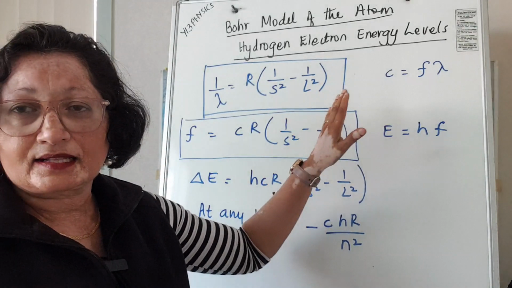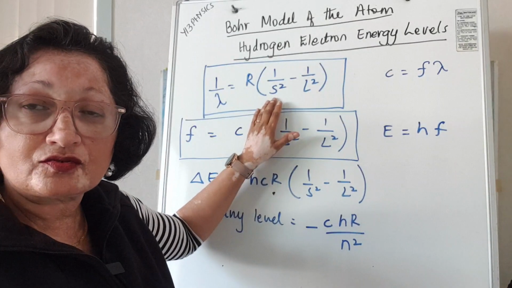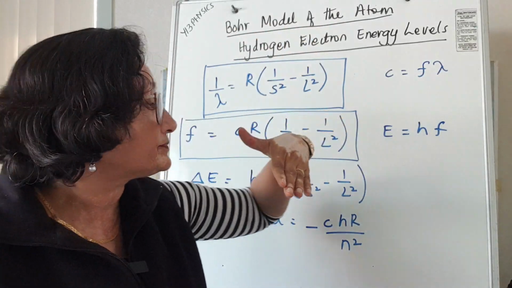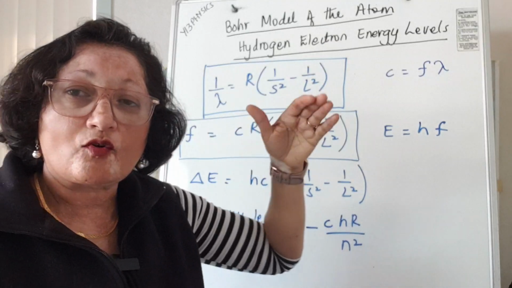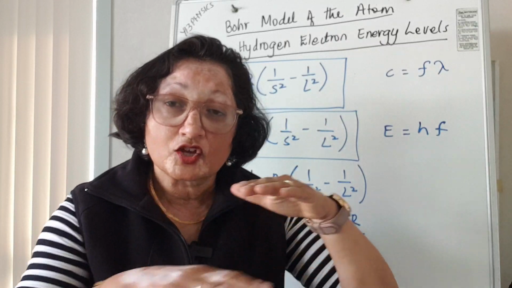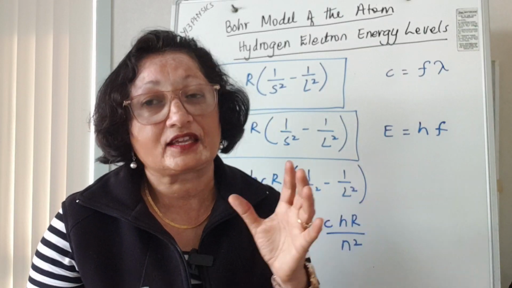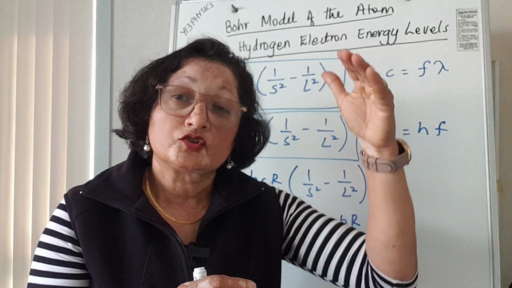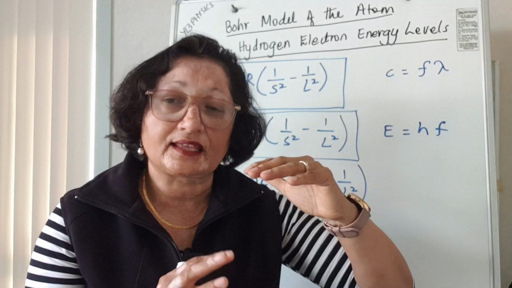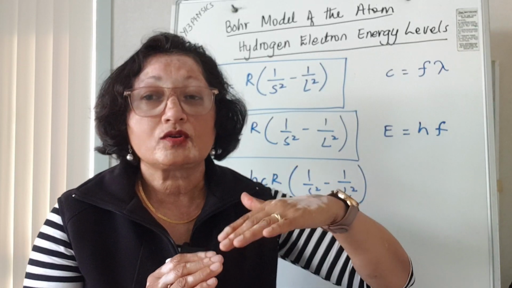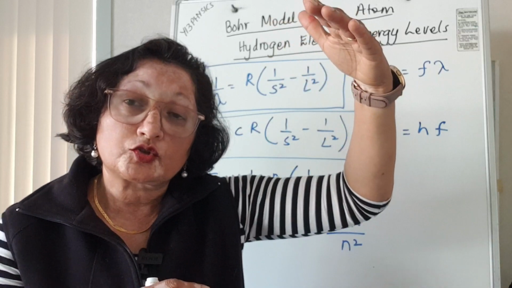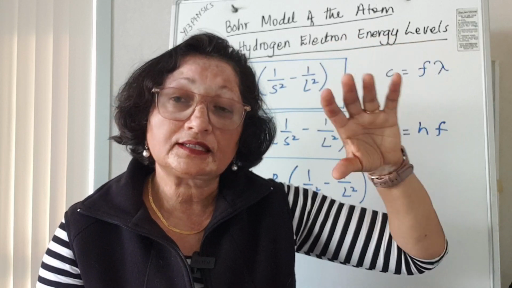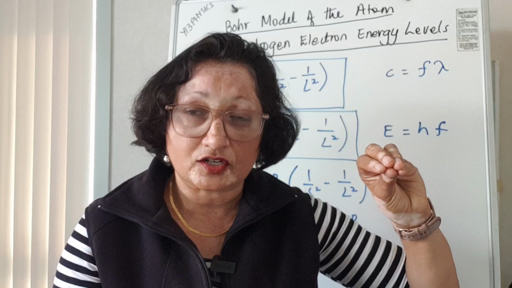So what do the S and L stand for? S is where it falls down to, the series number, and L is the line number, whatever it's falling from. And the series number: all energy level drops to level 1 are the Lyman series, and they're all in the ultraviolet part of the spectrum. All energy level drops to level 2 are the Balmer series, and they're in the visible part of the spectrum. All drops to level 3, 4, or 5 are your Paschen, Brackett, and Pfund series, and they're all in the infrared part of the spectrum.